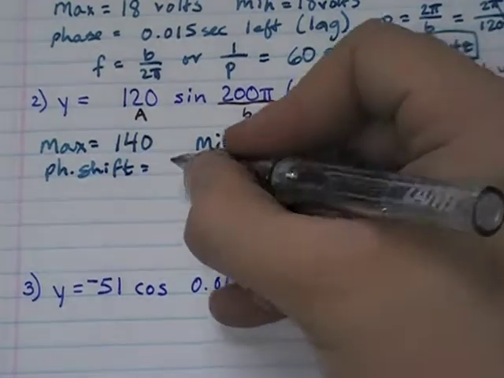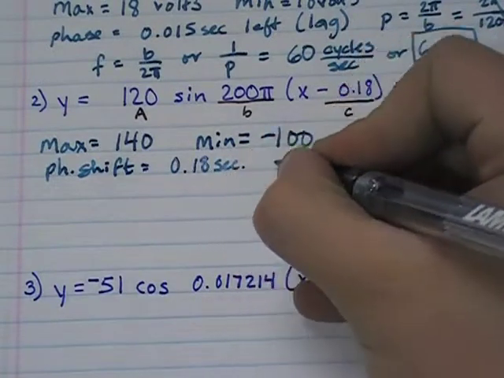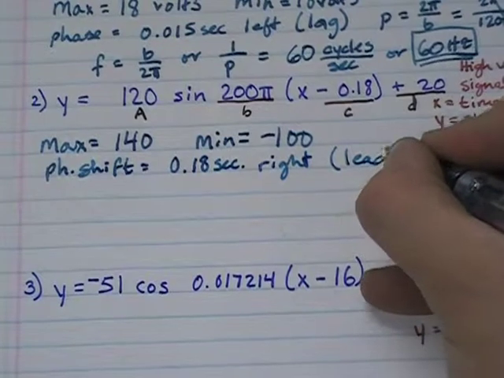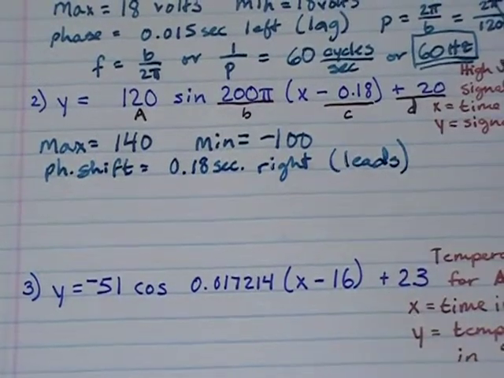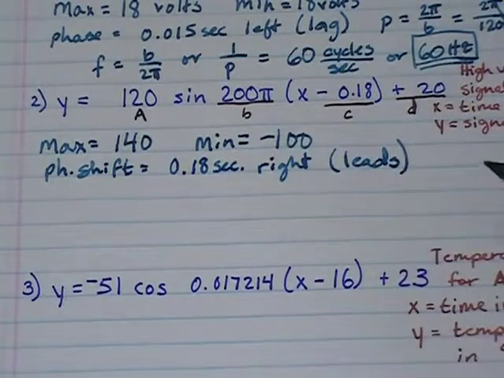Okay, so this means it has shifted 0.18 seconds to the right. Or a lot of times in electronics, you'd say that leads. So it's leading the standard signal by 0.18 seconds. Okay?